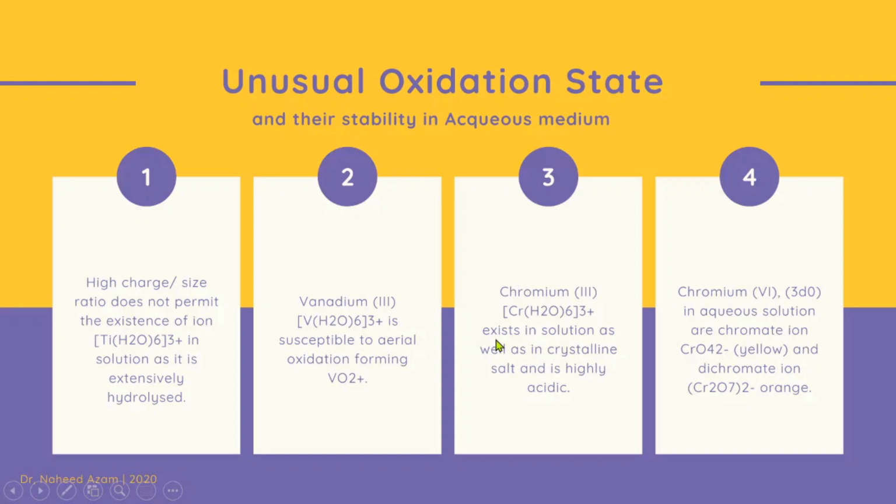Chromium hexaaqua complex exists in solution as well as in crystalline salt and is highly acidic. Chromium in +6 oxidation state has configuration 3d0 in aqueous medium, as chromate ion, yellow in color, and dichromate, orange in color. There are more examples. I've chosen a few here for you.